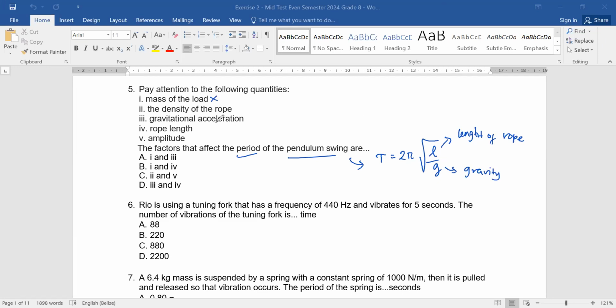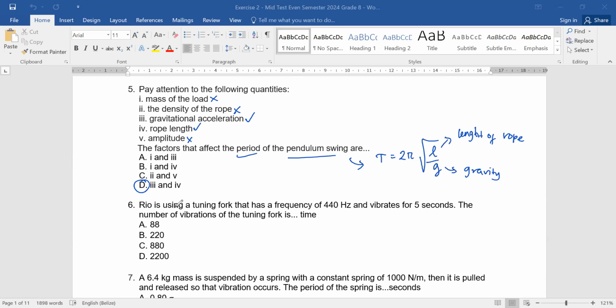So mass will not affect the period of the pendulum swing. The density, no. The gravitational area, yes. The gravitational acceleration, yes. The rope, yes. The amplitude is not. So only 3 and 4. The answer is D. Okay, the next one.